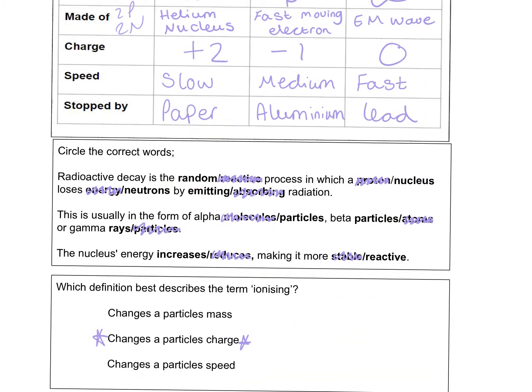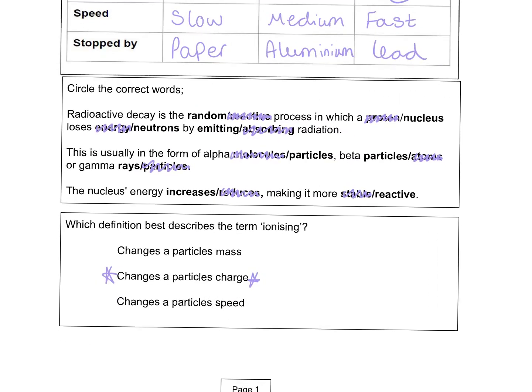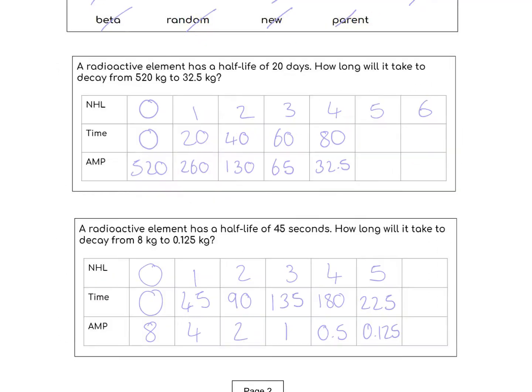Radioactive decay is a random process in which nucleuses lose neutrons by emitting radiation. This is usually a form of alpha particles, beta particles, or gamma rays. Nucleus's energy increases, making it more reactive. Okay. Term ionizing, the charge changes to a particle's charge.